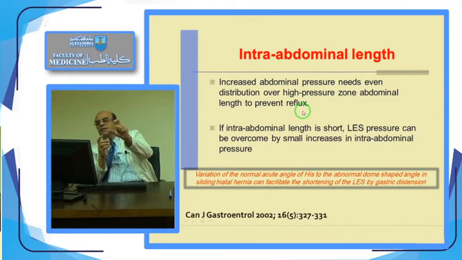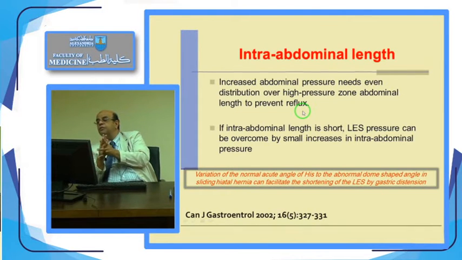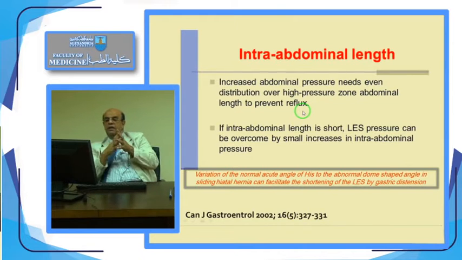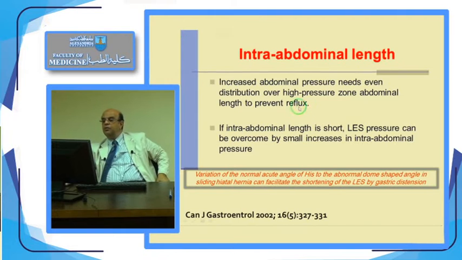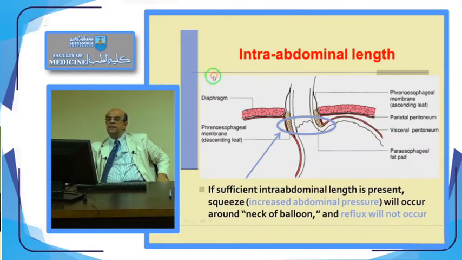If the intra-abdominal length of the esophagus is short, or becomes short due to herniation of part of the esophagus into the chest, and there is no more intra-abdominal part of the esophagus, the lower esophageal sphincter pressure can be overcome by small increases in the abdominal cavity pressure or in the intragastric pressure. So, variation of the normal acute angle of His to the abnormal dome-shaped angle in sliding hiatal hernia or in gastroesophageal reflux can facilitate the shortening of the lower esophageal sphincter by gastric distension.